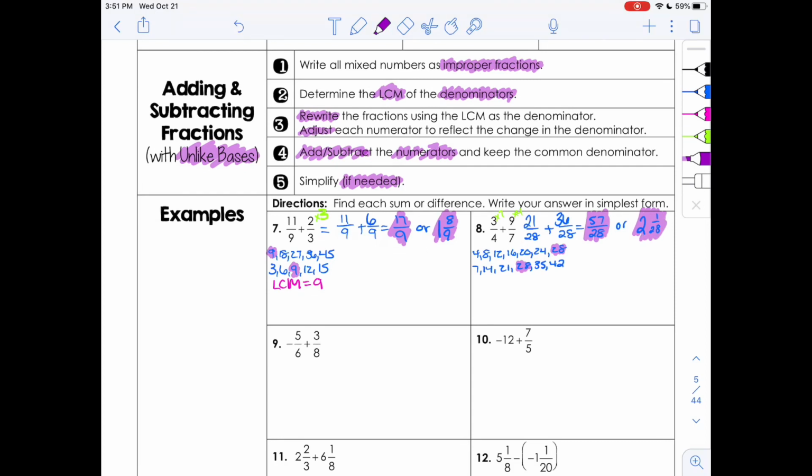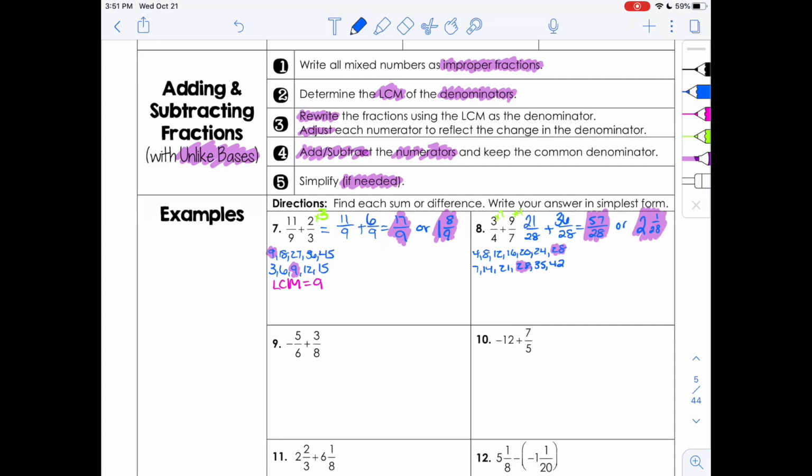Let's take a look at another example where we have a negative number. So again, both of these fractions are written in a proper or improper form, so there's no need to change them. But the two denominators are not the same, so we do need to rewrite the fractions with equivalent fractions that have a common denominator. And we're going to do that by listing our least common multiples.